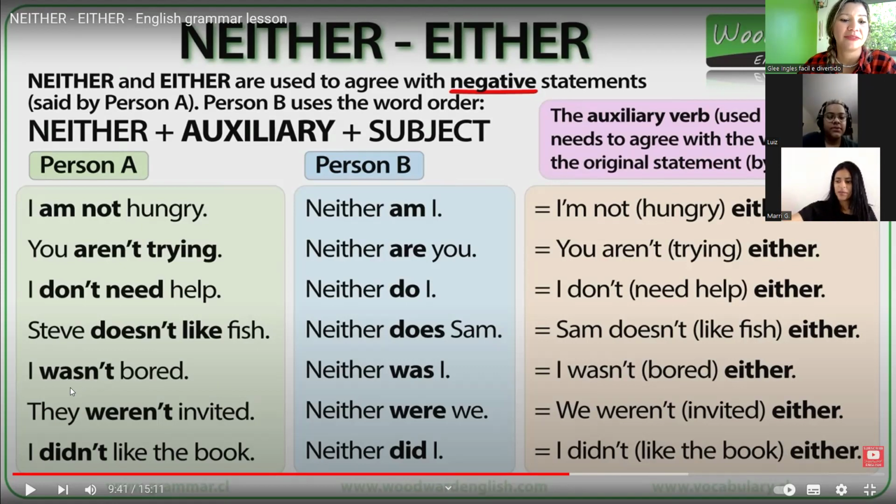I wasn't bored. Neither was I. I wasn't bored either. Eu não estava entediado. Nem eu estava. Eu não estava entediado também. They weren't invited. Neither were we. We weren't invited either. Eles não estavam convidados. Eles também não. Eles também não estavam convidados. Nós também não, né? Neither were we.